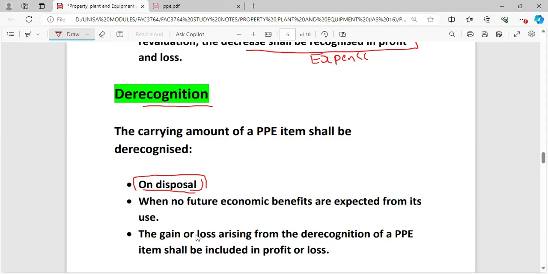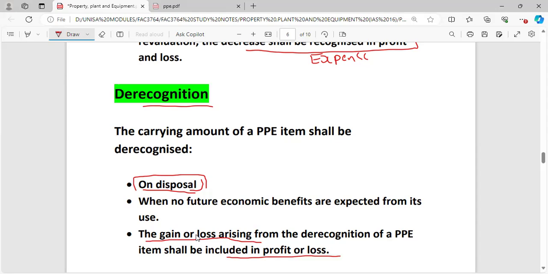But when the asset is derecognized because its useful life is no more, then we say it has no future economic benefits from the use. So when we dispose an asset, there's going to be a loss or a profit arising from the derecognition of a PPE. So you still need to take this to the profit and loss.